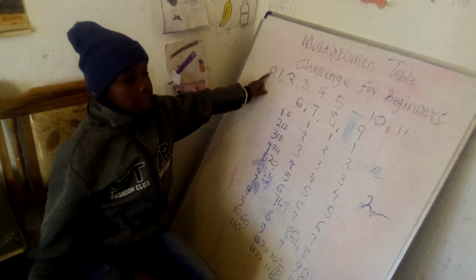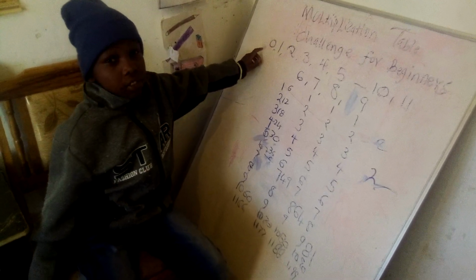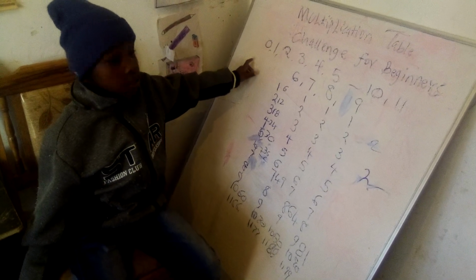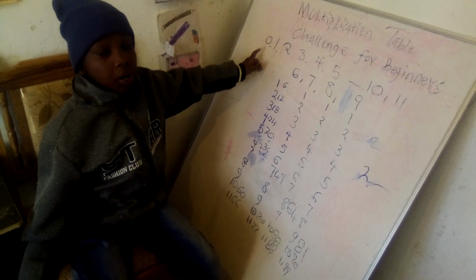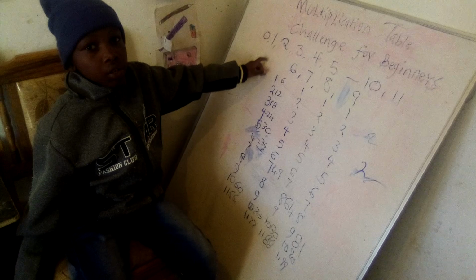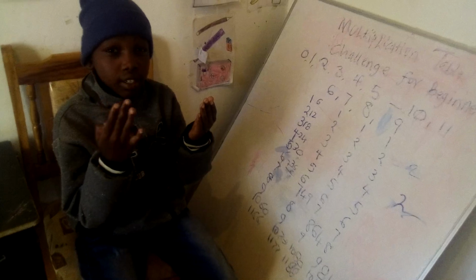Any number multiplied by 0 is 0. For example, 0 times 22 is 0. Any number multiplied by 1 is itself. For example, 1 times 22 is 22. We're going to start with the table of 2. 2, 4, 6, 8, 10, 12, 14, 16, 18, 20.